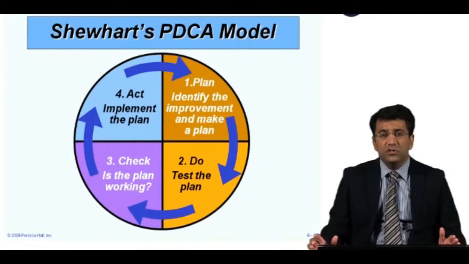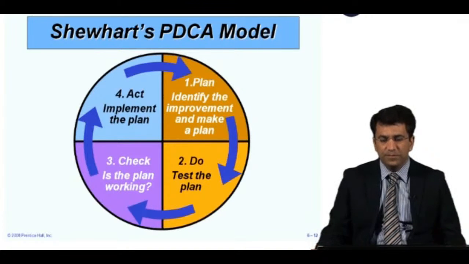Shewhart was another theorist who has a significant contribution towards quality management. He gave us a model, that is the PDCA model. What is PDCA model? That is the plan, do, check, and act. What is plan? As a first step to ensure the continuous improvement environment within our organization, we should identify what type of improvement we need, and we should make a plan in order to have this sort of improvement.